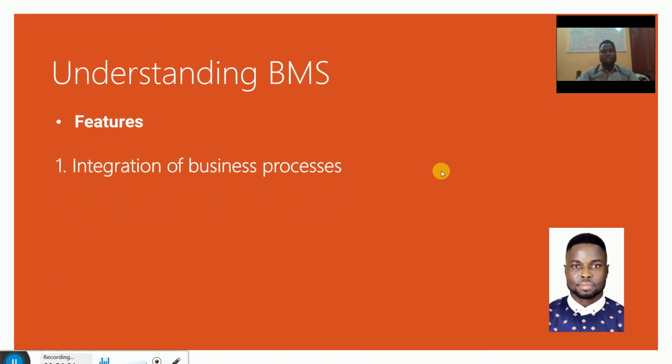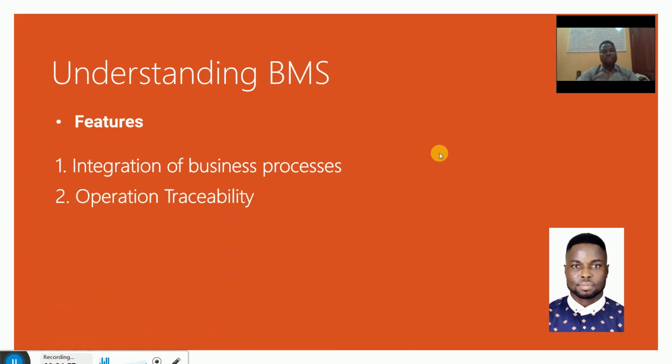So the features could be, like I said, one of it is integration of business processes. You need to integrate all business processes together. The solution you are providing must be able to integrate at least 80% of their processes. That is when you can say you are providing a solution to them. Except maybe when they say, oh, we just need it for accounts alone. So you know that whatever they are requesting for is what you are also deploying for them.